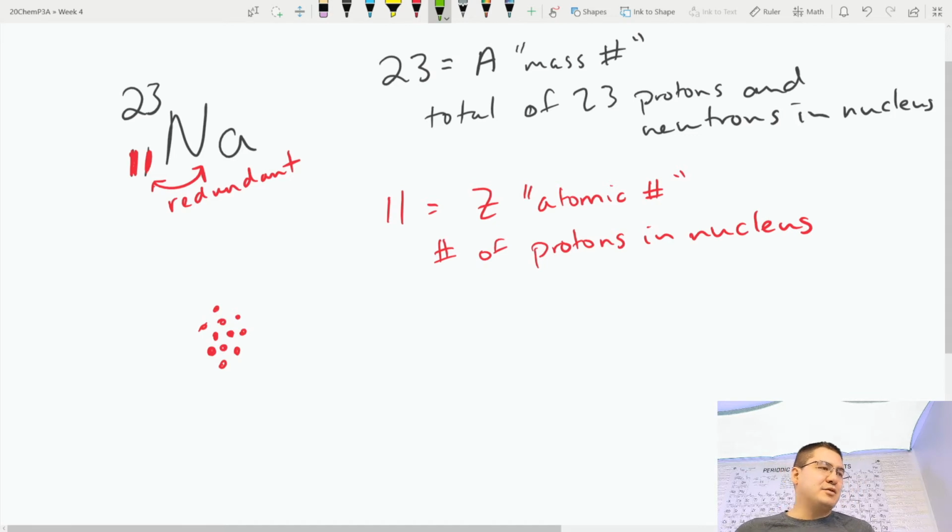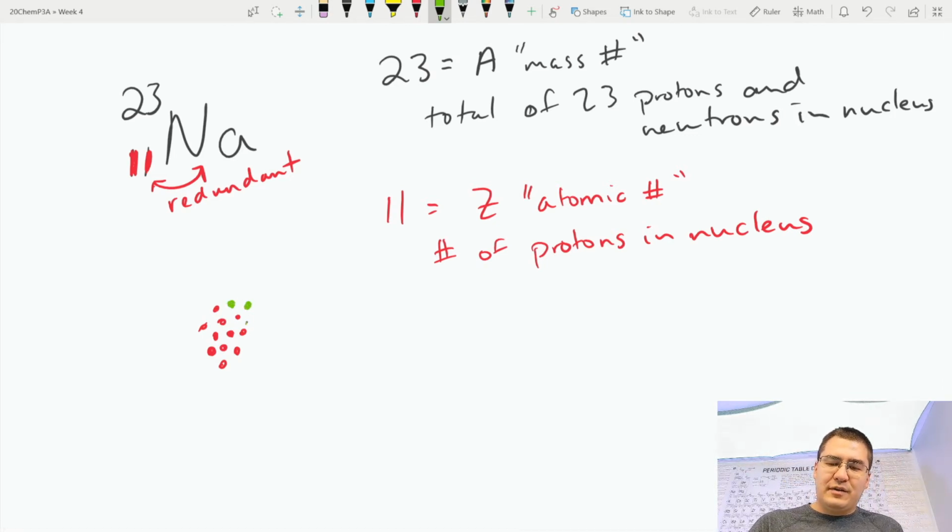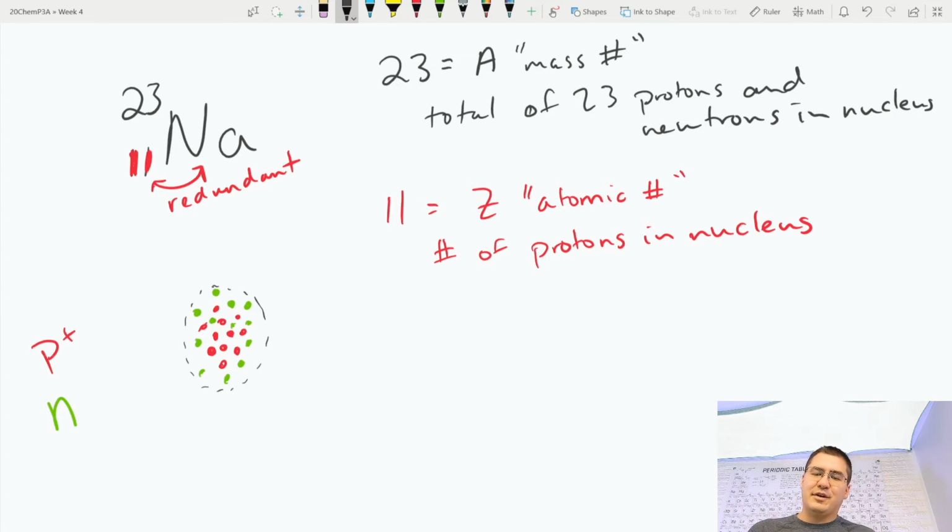Okay, and I need to get up to 23. I'm going to keep counting, and I'm going to switch colors. 12, 13, 14, 15, 16, 17, 18, 19, 20, 21, 22, 23. Say that green is neutrons and red is protons. Well, I've got 23 particles inside that nucleus, which together have a mass number of 23. But I have 11 protons, so 23 minus 11, I have to have 12 neutrons to make that mass number of 23. So that's the nucleus of a sodium atom with a mass number of 23. It has 11 protons and 12 neutrons.